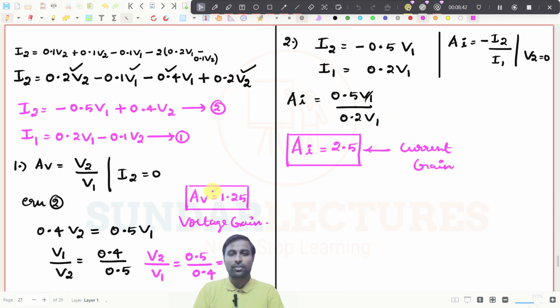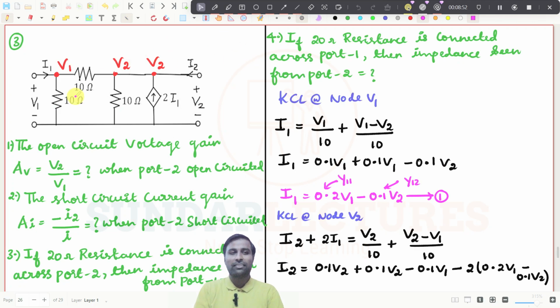And what is the first question? It is AV. How to find AV? That is the voltage gain of this particular circuit. It is 1.25. And what is the current gain? Current gain is 2.5. Right? That is what we have found from this particular question.